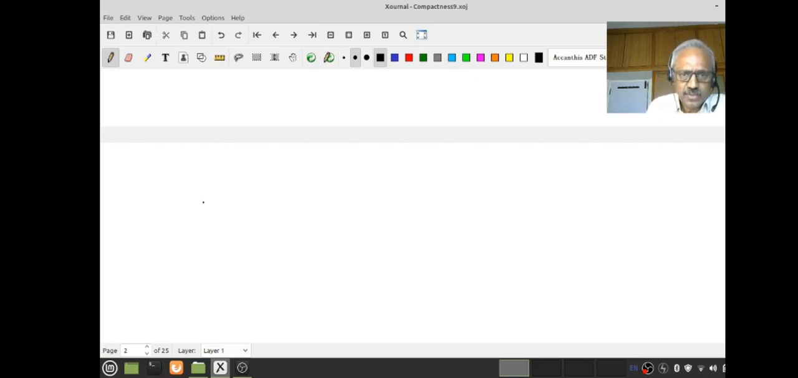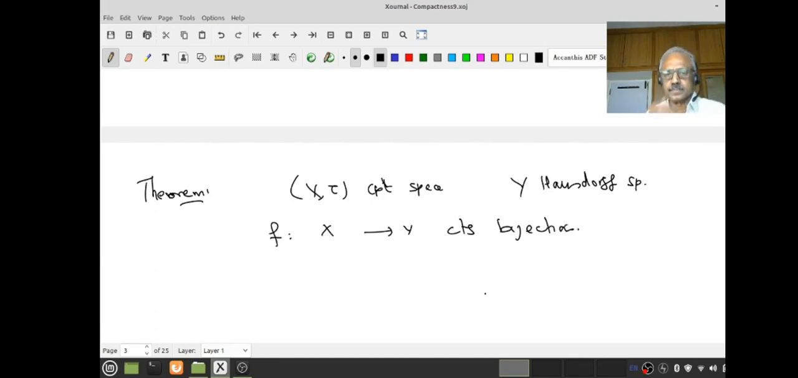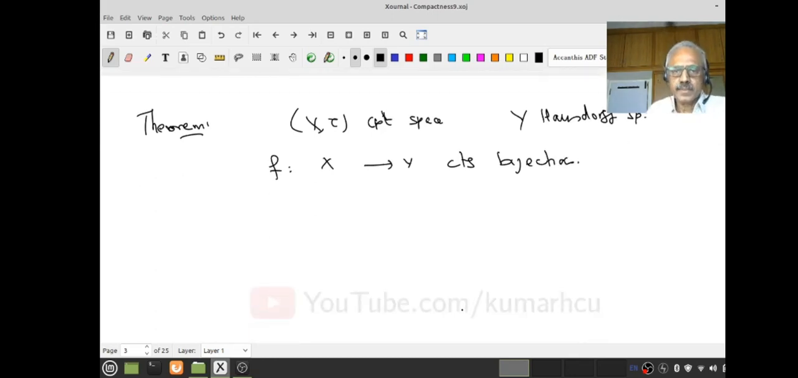So the first theorem we want to prove is a very, very useful theorem, but unfortunately many textbooks do not say it. Suppose (X, tau) is a compact space and Y is a Hausdorff space, and let F from X to Y be a continuous bijection. Then F is a homeomorphism.